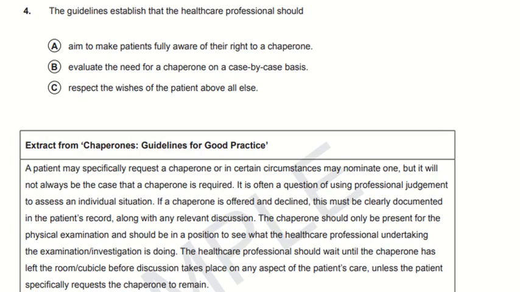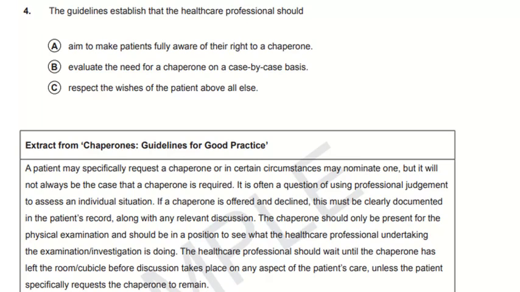Alright, next text. Yes, extract from Chaperone's guidelines for good practice. It's important to know that a chaperone is a person who acts as the witness between the patient and the medical practitioner during examination or procedure, medical examination.